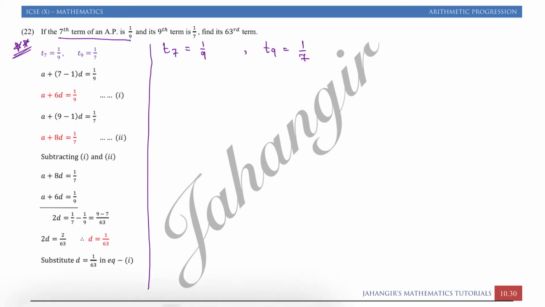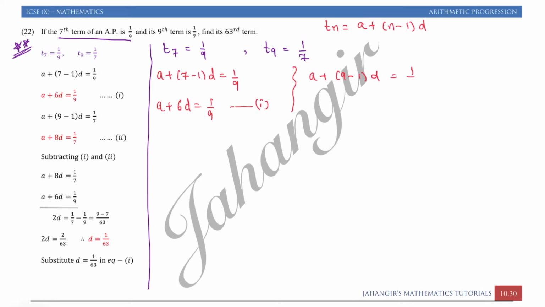So here if we are writing the Tn formula, that is a plus (n minus 1) into d. So we can get T7 as a plus (7 minus 1) into d is equal to 1 by 9. So I can write a plus 6d is equal to 1 by 9. This is my equation 1. Same way I can do for T9. a plus (9 minus 1) into d is equal to 1 by 7. So I can write a plus 8d is equal to 1 by 7. This is equation number 2.